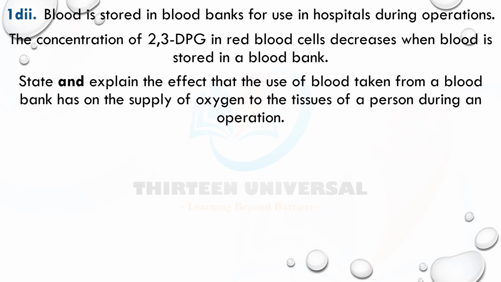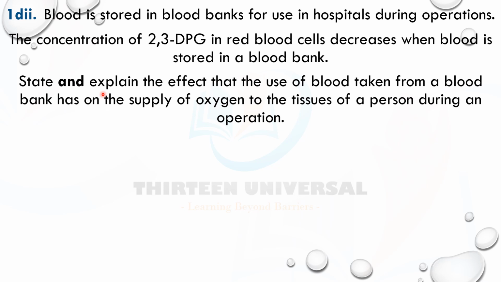Blood is stored in blood banks for use in hospitals during operations. The concentration of 2,3-DPG in red blood cells decreases when blood is stored in a blood bank. State and explain the effect that the use of blood taken from a blood bank has on the supply of oxygen to tissues of a person during an operation. So you see, don't forget that the blood stored in a blood bank has not taken up oxygen, so it doesn't have a high amount of oxygen. It's going to deliver less oxygen to the tissues.